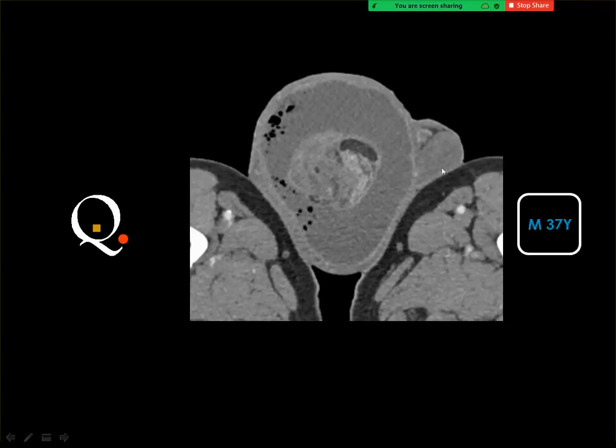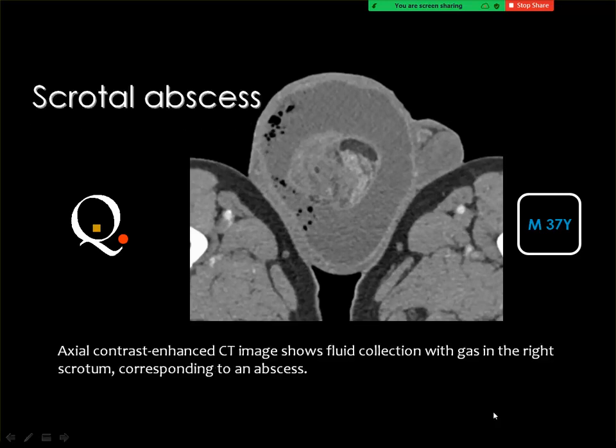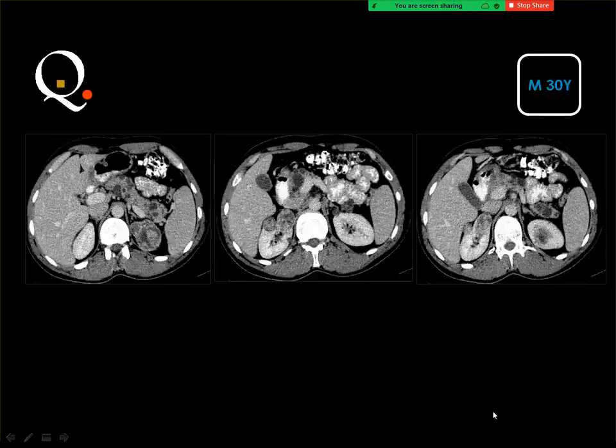This is the left hemiscrotum, which is normal. And in this condition, you get pus inside the scrotum, and this is a scrotal abscess.